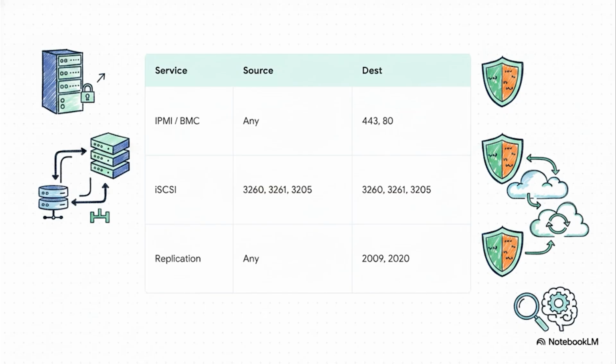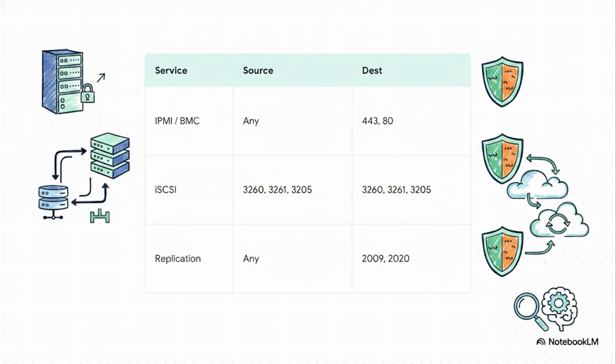Next is iSCSI, and this one is absolutely critical. For storage presentation between the CVM and the Acropolis hypervisor or AHV host, you have to allow ports 3260, 3261, and 3205. If you block these, your storage presentation completely breaks down. The hypervisor literally won't be able to talk to the CVM to mount volumes.